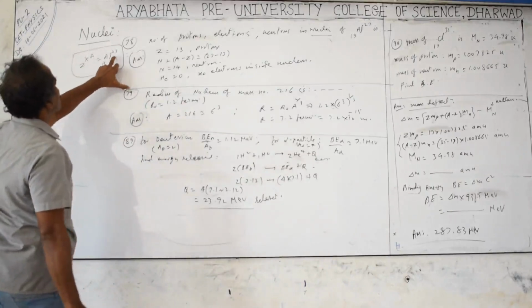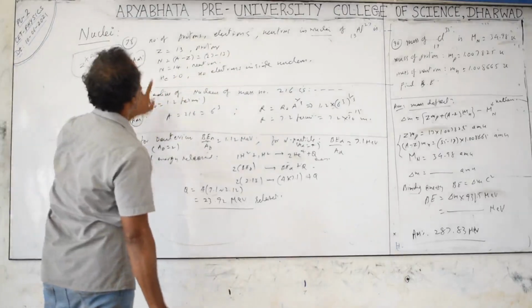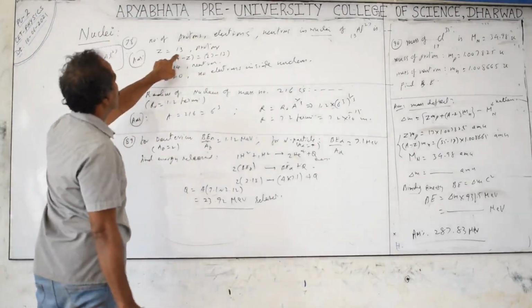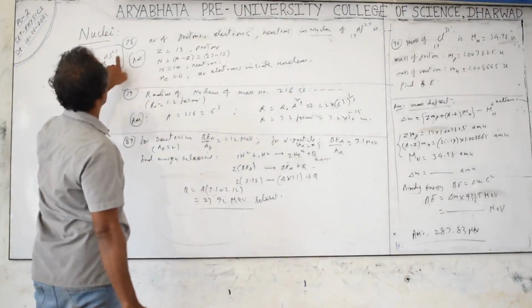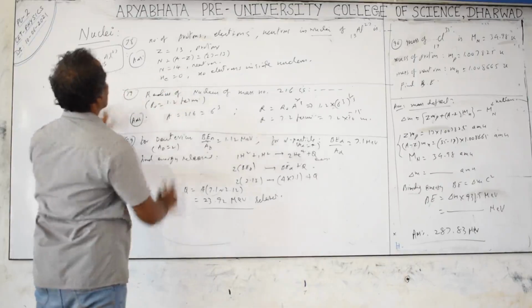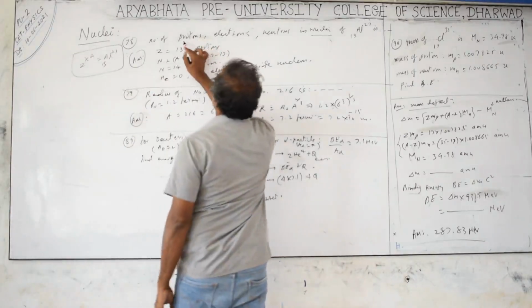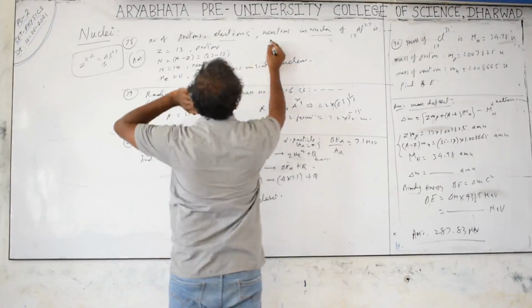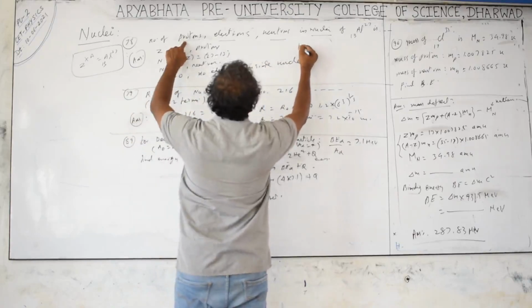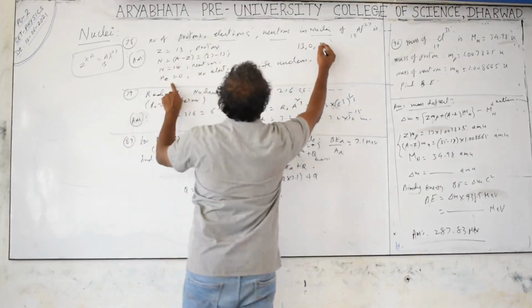Number of neutrons means 27 minus 13. But they asked inside the nucleus. Inside the nucleus, electrons are not there. So number of protons will be equal to 13. Number of neutrons will be equal to 27 minus 13, which is 14. And number of electrons is 0. You have to be careful with the order also. What they ask first is protons, electrons and neutrons. Proton number is 13, electron number is 0, neutron number is 14.